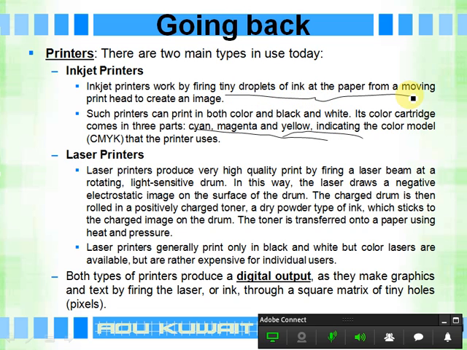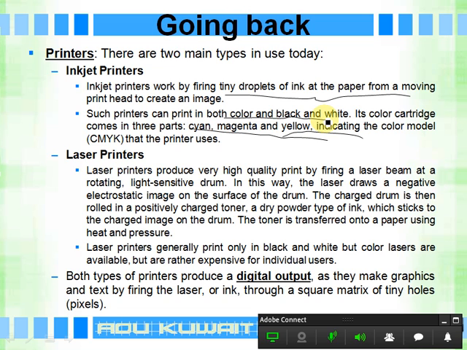So inkjet printers work by firing tiny droplets of ink at the paper from a moving print head to create the image. It will throw the ink on the paper, which will make the image. Such printers can print both color and black and white. Its cartridge comes in three parts: cyan, magenta and yellow, indicating the CMYK color model that the printer uses.